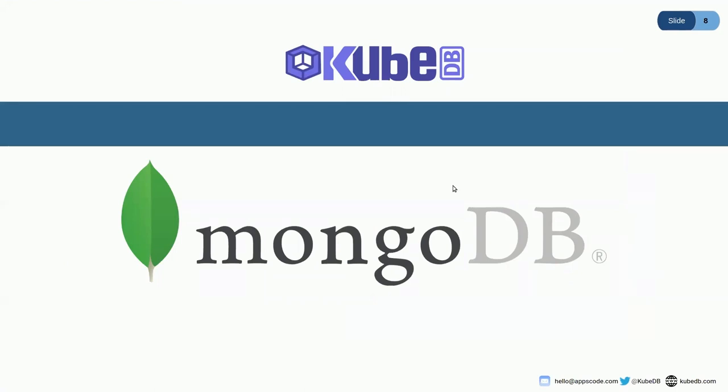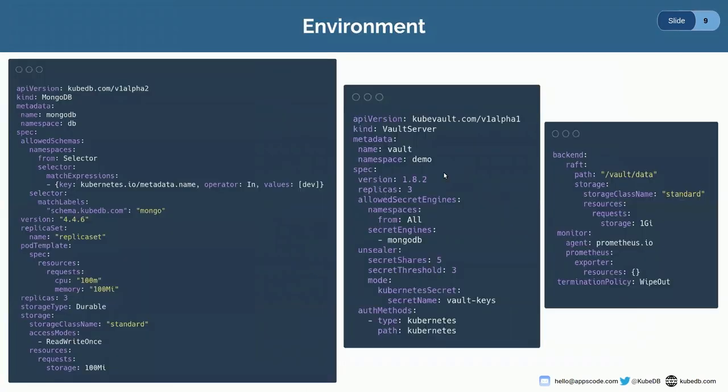So let's start with the MongoDB demonstration. In the first part, on the left side you can see the MongoDB database YML, and on the right side you can see the Vault server YML. Here I am focusing on the fact that in MongoDB we are allowing only the dev namespace, and we are allowing only the schemas that have the label schema.kubedb.com mongo. The others will be disallowed.